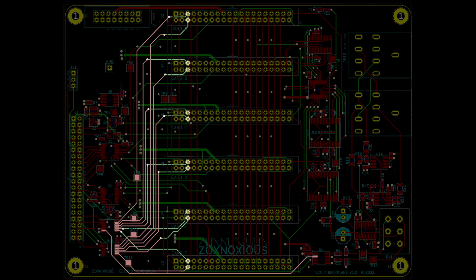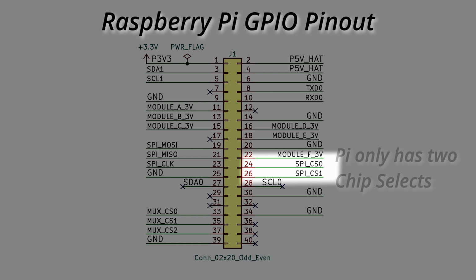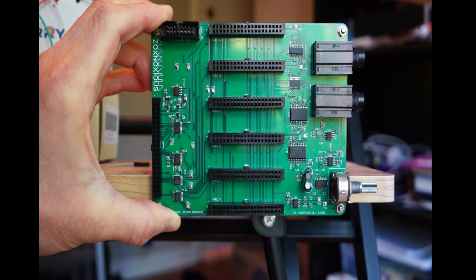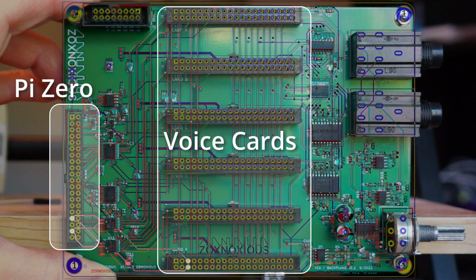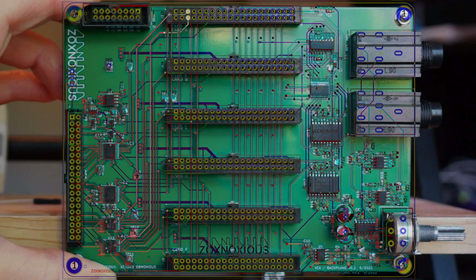The Raspberry Pi only provides two chip selects. To go from the Pi's two chip selects to the 13 the Zoxnoxious voice cards require, I used multiplexers, one multiplexer for each of the Raspberry Pi's chip select signals. Then, before updating a voice card over SPI, the Pi sets the multiplexer to that voice card. Then standard SPI transactions can proceed, communicating with only the selected voice card. To update a different voice card, the Pi changes the multiplexer and a new voice card is selected for SPI transactions.